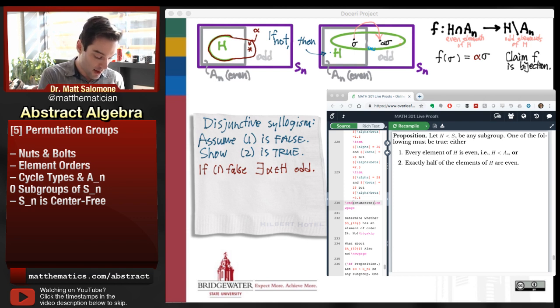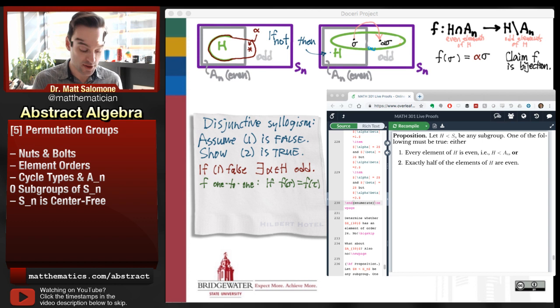So how do we know that f is one-to-one? Well, if f of sigma is equal to f of tau, so if I have two permutations that go to the same place, that means by definition that alpha composed with sigma is equal to alpha composed with tau. But these compositions are group operations, and so we can use the left cancellation property that exists in every group, and so sigma is equal to tau. So clearly f is a one-to-one function.